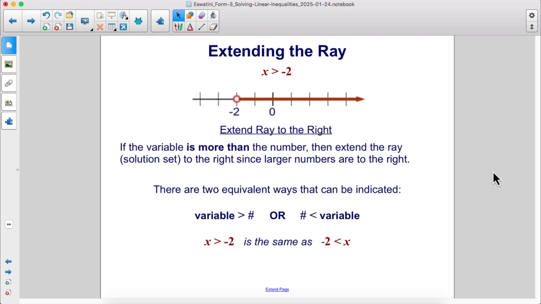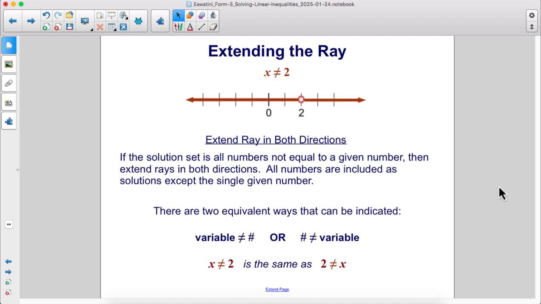If the variable is more than the number, then extend the ray to the right, since larger numbers are to the right. There are two equivalent ways that can be indicated. Variable is greater than number, or number is less than variable. X is greater than -2 is the same as -2 is less than x.